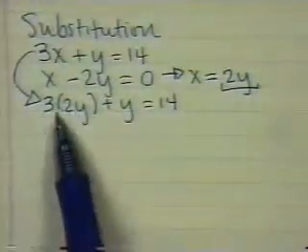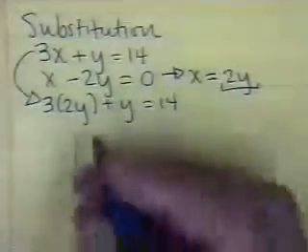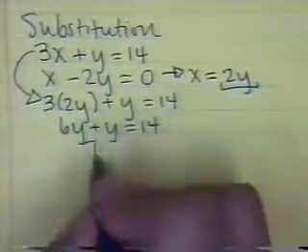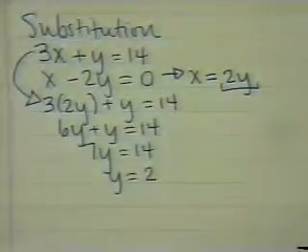Now look what that's created. I've got an equation with nothing but y in it. I'm able to solve for y now. So we're going to clean it up. 6y plus y is 14. 7y is 14, or y is 2.